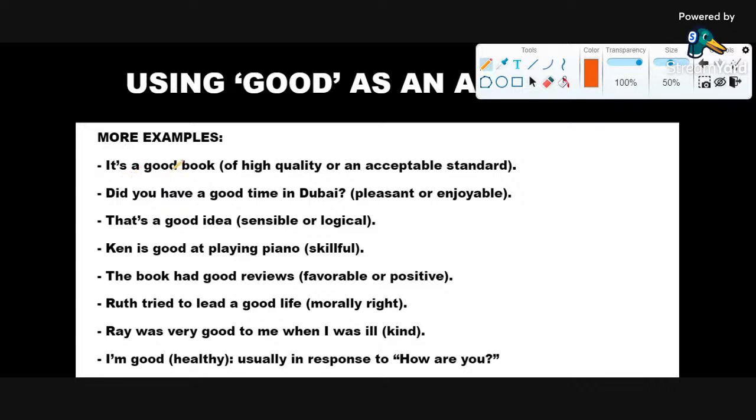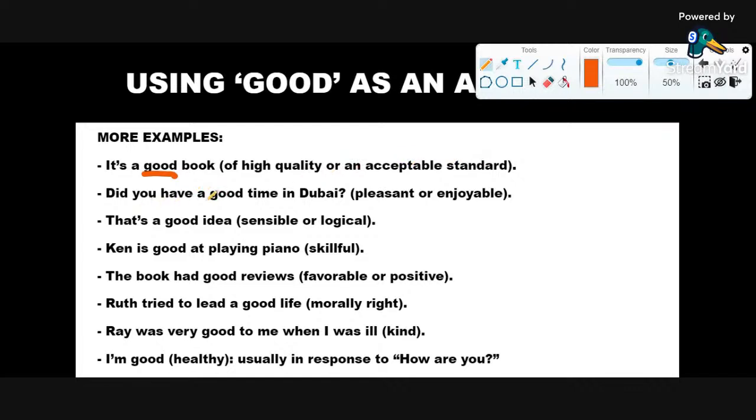It is a good book. So here you are using the word good to describe the book. Again, you are using good as an adjective, and we will observe here that the word good has different shades of meaning, and that's what we want to examine here as well. Now, when you say it's a good book, you are saying it's a book of high quality or of an acceptable standard.